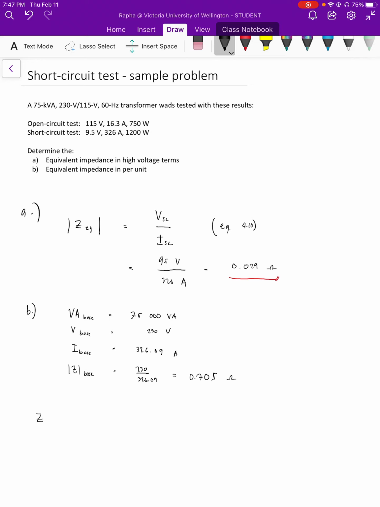So masolve na to si equivalent impedance in per unit by dividing 0.029 by 0.705 ohms. So ang ato answer dira ay 0.0411 per unit. By the way, kani siya is borrowed from equation 4.1 sa kani nga lesson. So ana lang na siya kadali, class.